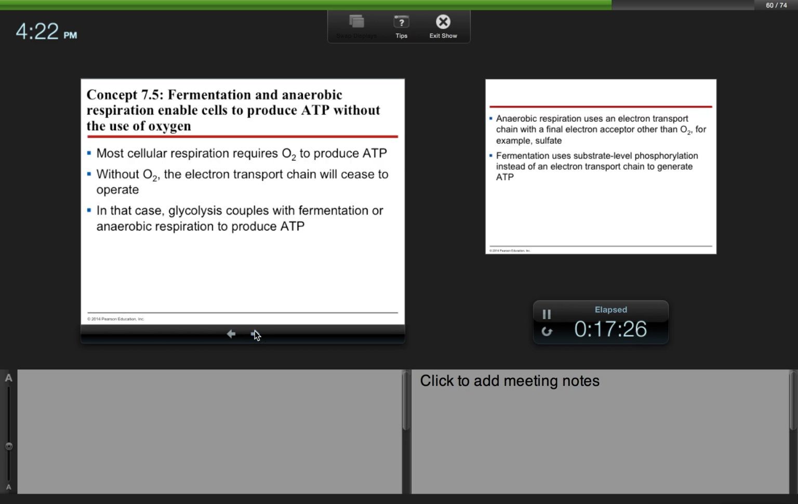Most cellular respiration requires oxygen to produce ATP. Without oxygen, the electron transport chain will cease to operate. In that case, glycolysis couples with fermentation or anaerobic respiration to produce ATP. So without oxygen, you don't have that final electron acceptor. So electrons will get stuck in the electron transport chain, and you'll stop making ATP. So that's why you must switch to either fermentation or anaerobic respiration if there's no oxygen available.